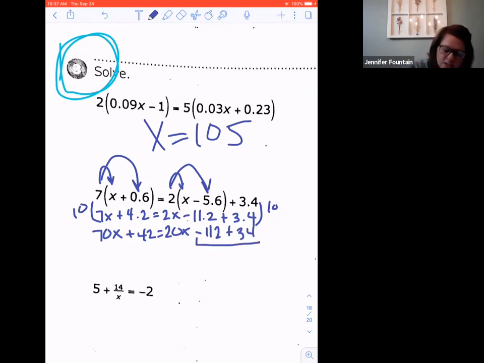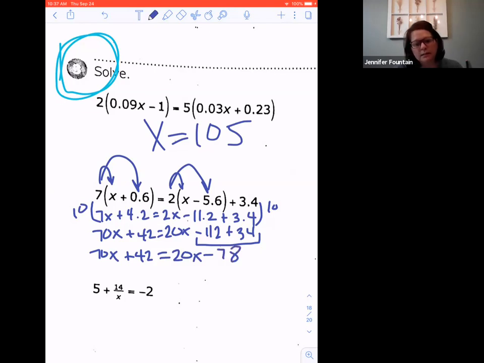Okay, so now that I've distributed everything, I've used my power of 10 to clear everything, I can see I've got these two terms that need to simplify, negative 112 plus 34. So I have 70x plus 42 equals 20x. Now I've got negative 112 plus 34. I can see that my negative sign is going to be my larger term. And so negative 112 plus 34 will be negative 78. Okay, so check to make sure you've got your calculations correct.